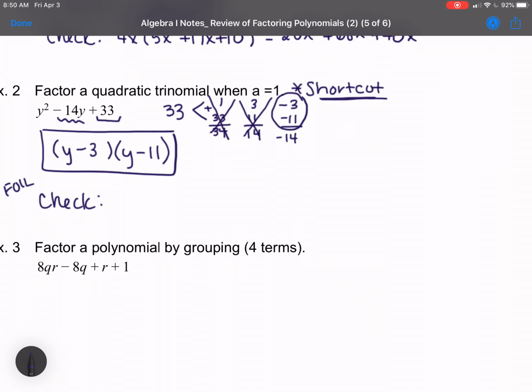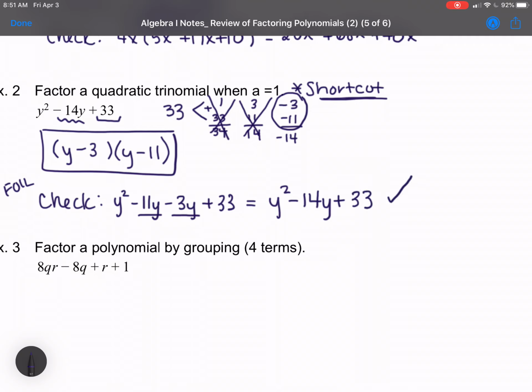So if we FOIL, we have y times y, which is y squared. y times negative 11 is negative 11y. Negative 3 times y is negative 3y. And negative 3 times negative 11 is a positive 33. If we combine like terms, we have y squared minus 14y plus 33. That proves, since that's what we started with, that that is our factored form.